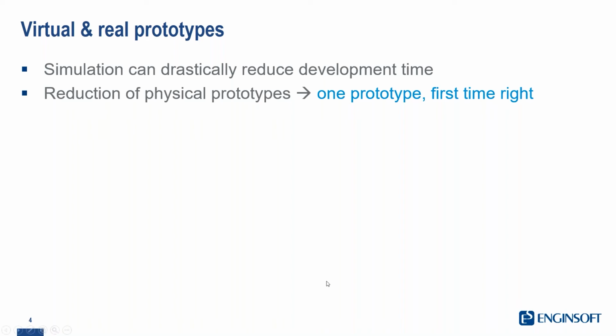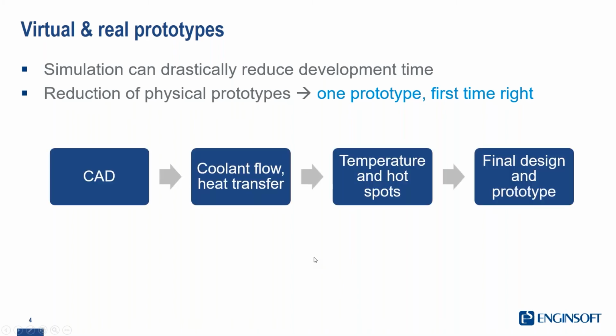So the idea is to use simulation, fluid dynamic simulation, and temperature prediction at the early stages of the design, starting from the CAD before building any prototype. What we suggest is to study the coolant flow, the internal coolant flow in the e-drive, heat transfer phenomena, and prediction of temperature: average temperature, local temperature, and the hotspots.